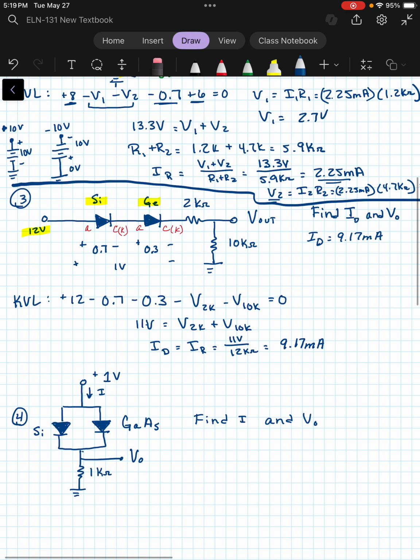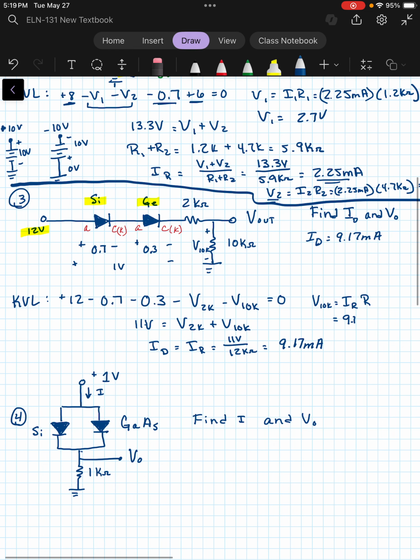And then V out is simply the voltage drop across the 10K ohm resistor. So I'm just going to take my current times the resistor value. So I've got 9.17 milliamps of current through 10 k ohms of resistance. So that is, of course, 9.17 volts.